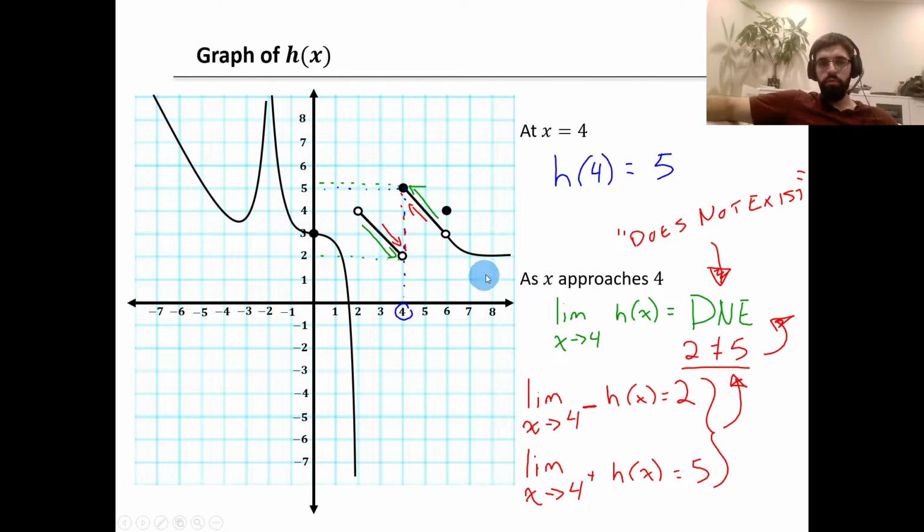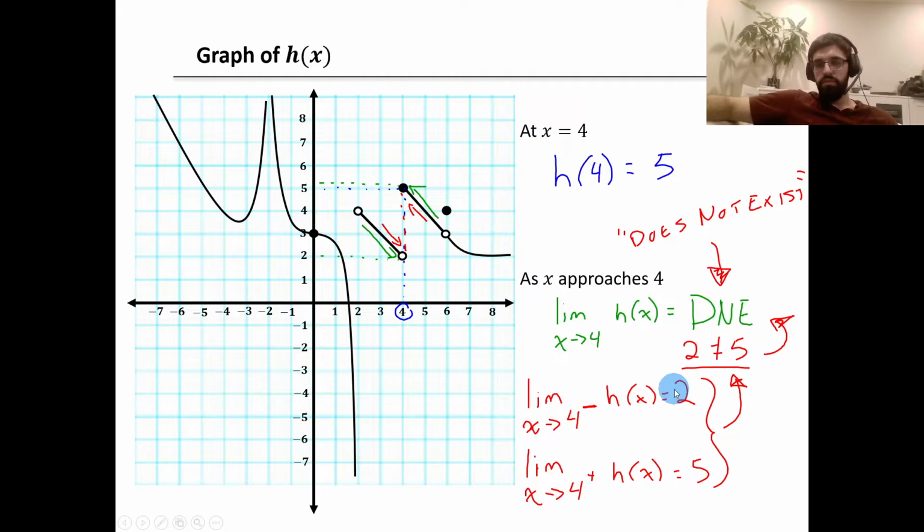However, when we look at the right side, if we start at the right and work our way towards x equals 4, we're moving up, up, up, up, up. And as we get closer and closer to 4, we see that the limit as x approaches 4 from the right is 5. So the limit as x approaches 4 from the right, this plus sign means from the right, of h of x equals 5.